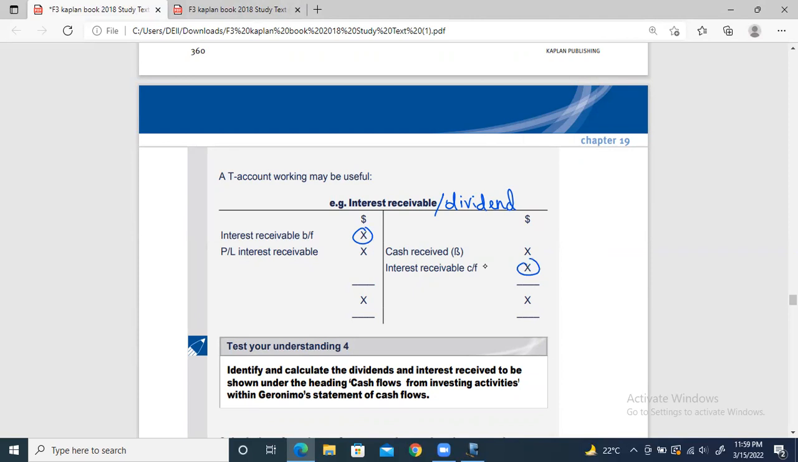Same thing is happening. What we do is the P&L figure goes over here, right? And the cash received figure, the actual cash received, is being written on the opposite side. So these things are exactly the same as the accrual and prepayment chapter that we studied. This is kind of like an income account, right? And the above one was like an expense account.